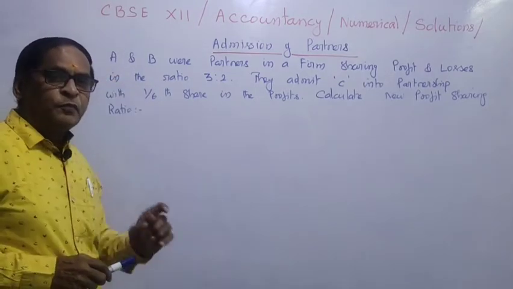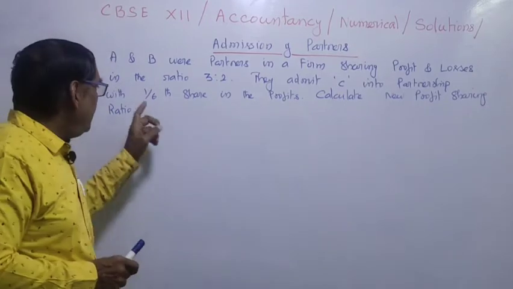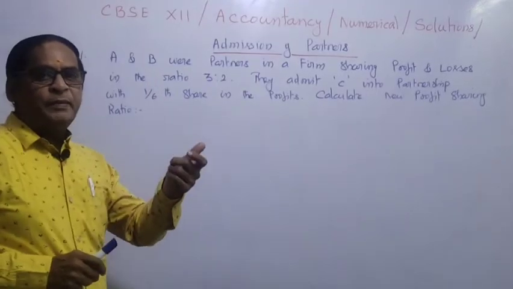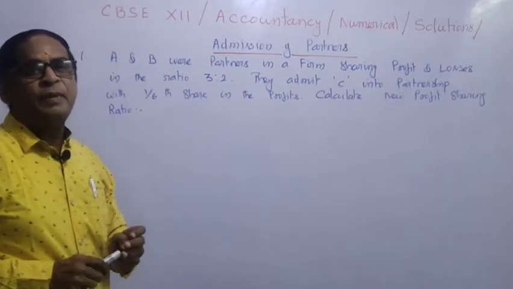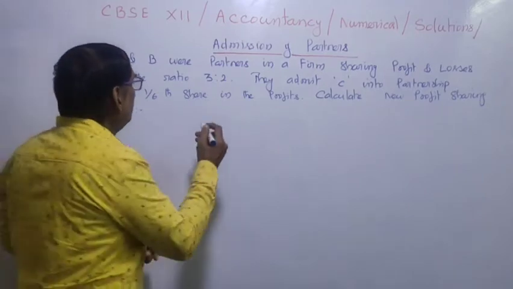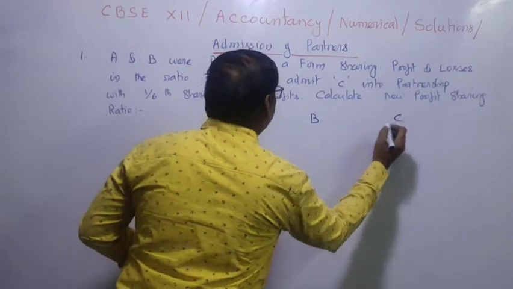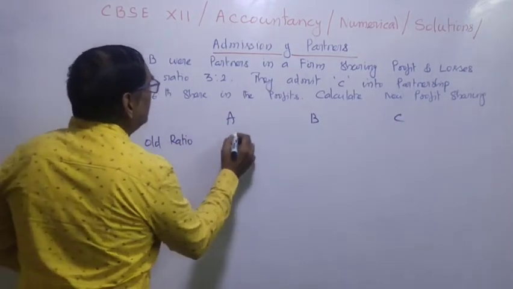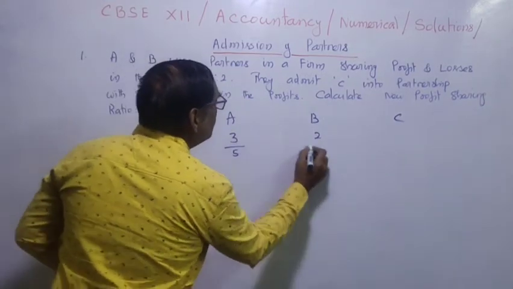That means you can assume that the total share is 1. So 1 out of 6 is given to C. So what will be the remaining? 1 minus 1 by 6, that is 5 by 6. So the 5 by 6 will be shared. Let us solve now. The old partners, A and B, the old ratio is 3:2. That means 3 by 5, 2 by 5.